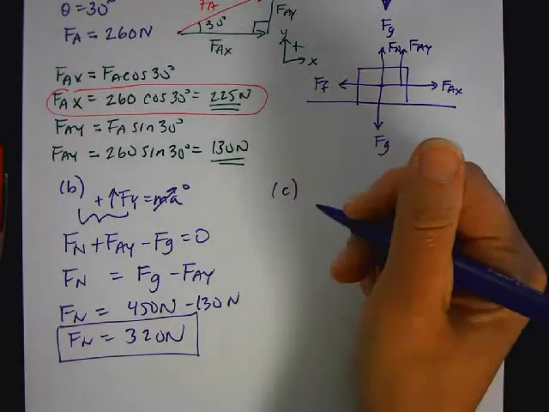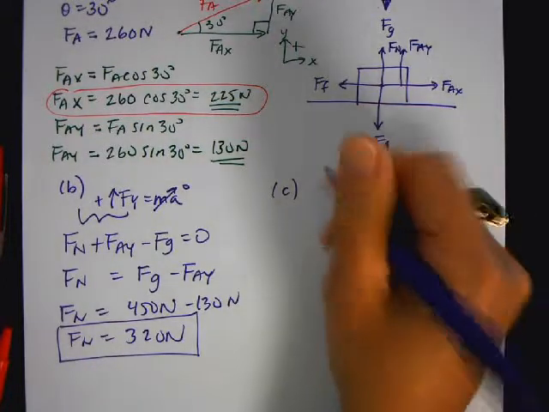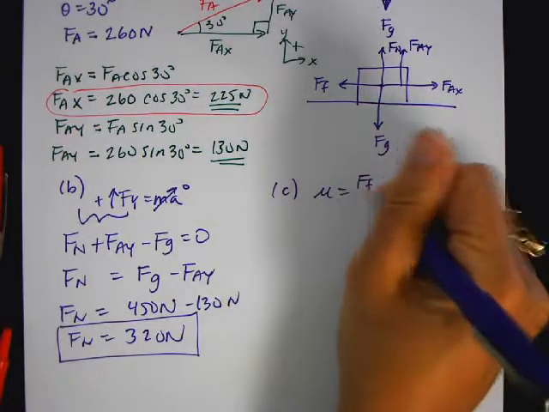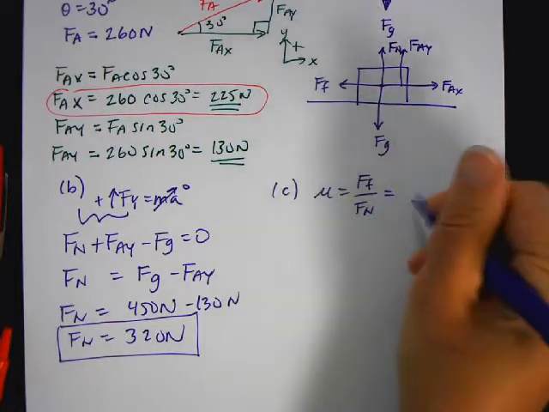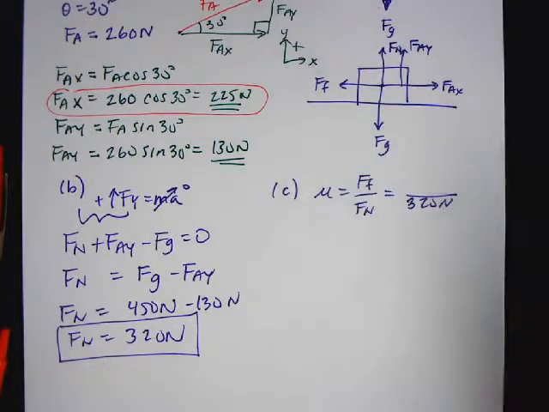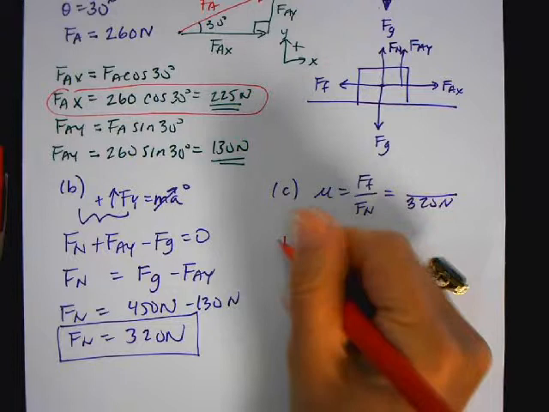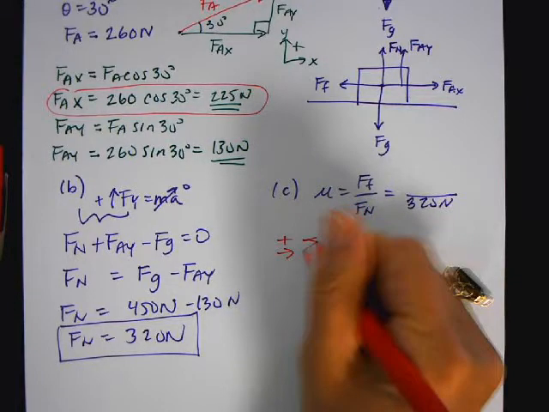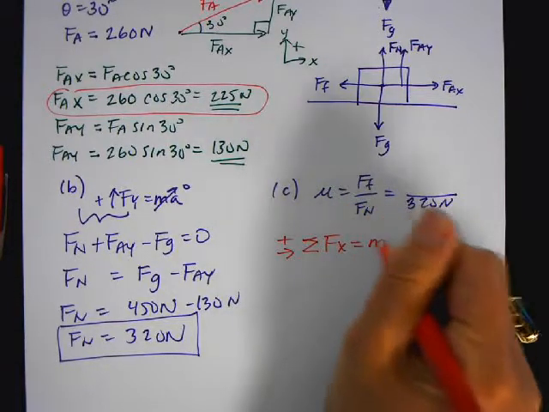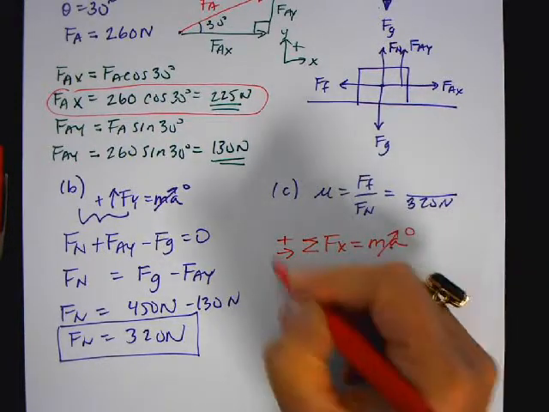Part C says, what is mu? Well, mu is equal to FF over FN. I just found FN is 320, but I don't have FF. So the last thing that I didn't do is to find FF. So I'll sum forces horizontally. Summation of Fx is equal to ma. Is this accelerating? No, it's moving at a constant speed.